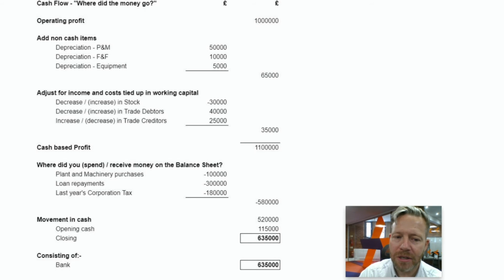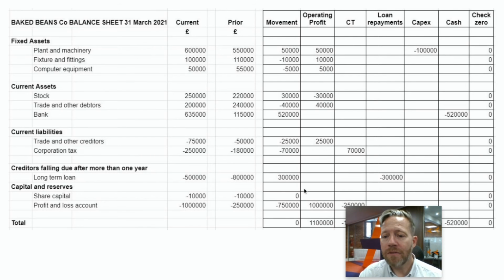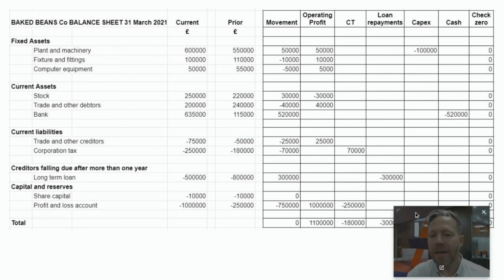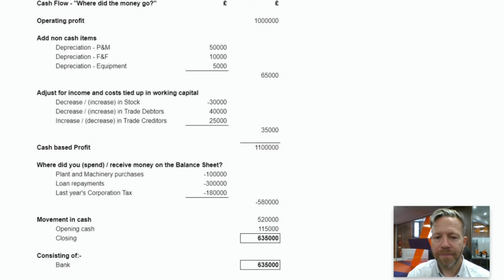So what happened on the balance sheet? So we spent money on the balance sheet. We bought £100,000 for our canning machine. We repaid loans of £300,000. And last year's corporation tax bill, we paid of £180,000. And that comes, by reminder, from this column here. It's a combination of the figure on the profit and loss account of £250,000 and the accrual movement.